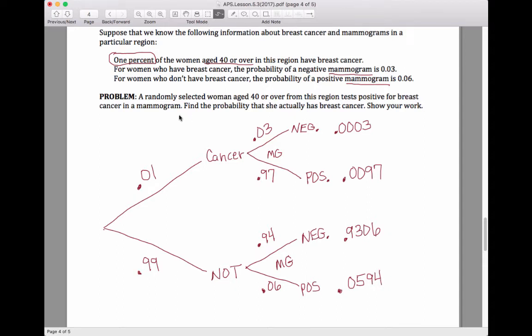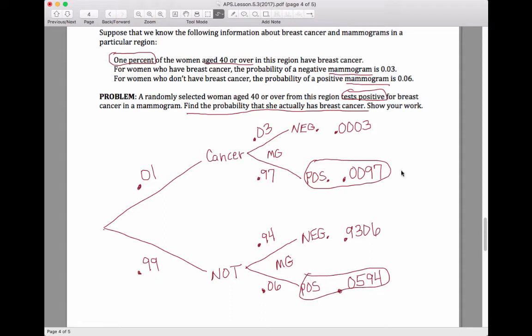So now let's see if we can answer the question. The problem that was stated, or the question, is a randomly selected woman tests positive. So let's assume that you've got a woman that has tested positive. We want to find out the probability that she actually has breast cancer. So what percent of women even do test positive for breast cancer in the first place? Well, here is one and here's another.